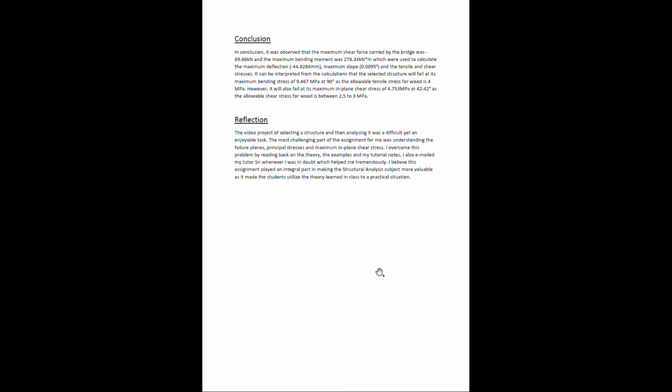The allowable shear and bending stresses for the material of the bridge, which is wood, were given as 4 MPa for sigma, denoted by sigma allowable, and 2.5 MPa, denoted by tau allowable. So in conclusion, we can say that the structure will fail at 0 degrees and 90 degrees if it is governed by tensile stress. Or we can also say that the structure will fail at 42.42 degrees if it is governed by shear stress.